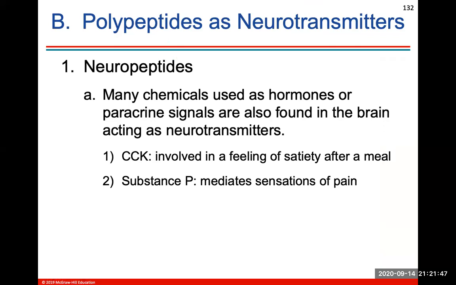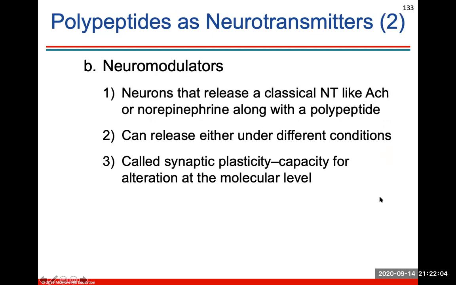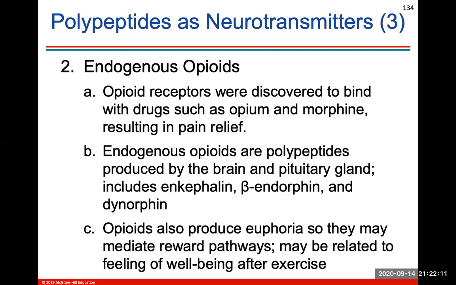Neuropeptides, again, as another example of a neurotransmitter. Many chemicals used as hormones or paracrine signals are also found in the brain. CCK is involved in the feeling of satiety after a meal, so feeling full. Substance P mediates sensations of pain. Neuromodulators release a classical neurotransmitter like acetylcholine.